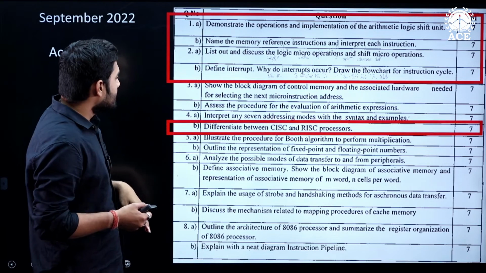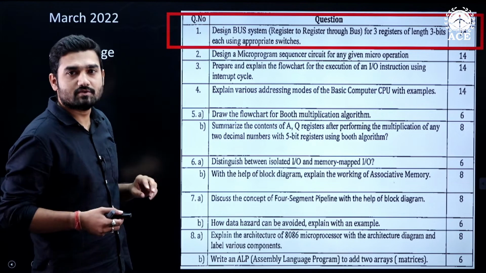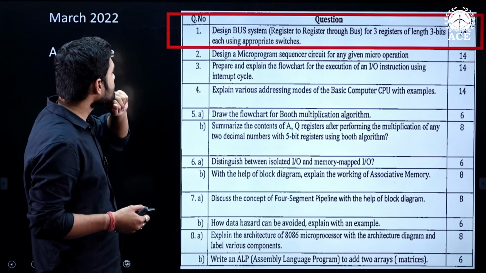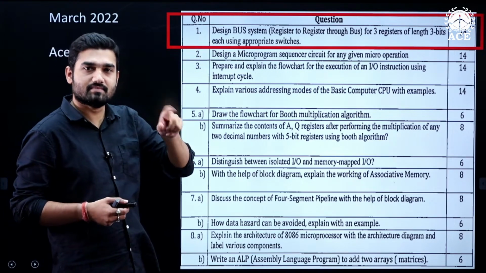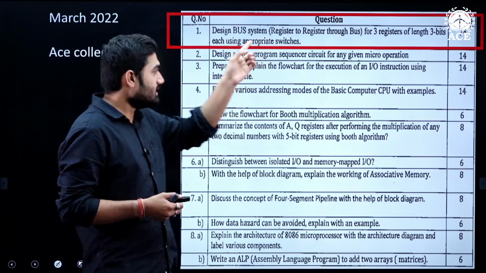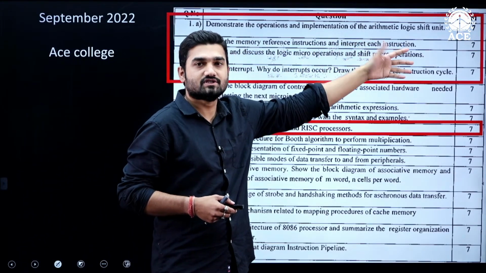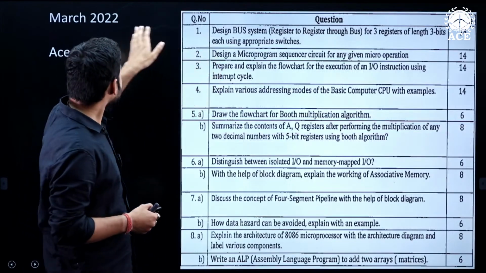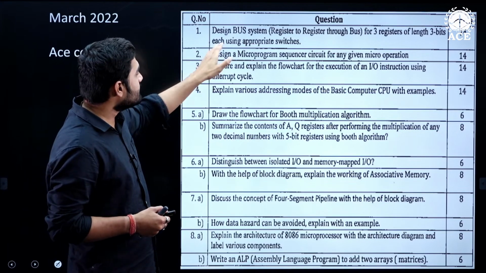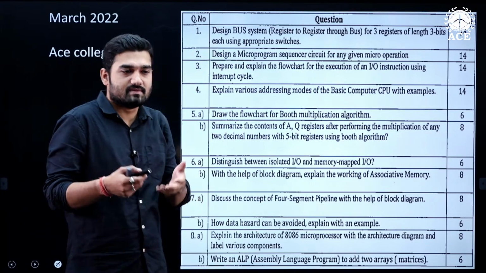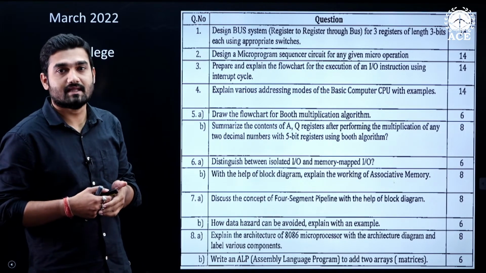Okay. Then if you see in the March 2002 paper, look at the first question from unit 1. He is asking to design a bus system. One previous paper asked for the arithmetic logic shift unit, how it is performed. In the March 2022 paper, they are asking to design a bus system using 3 registers, maybe 4 registers, like that. But design your bus system, how you will design, like that.